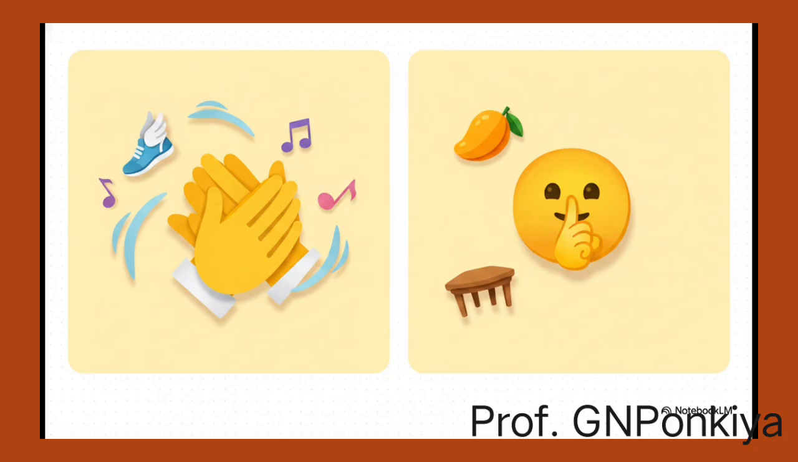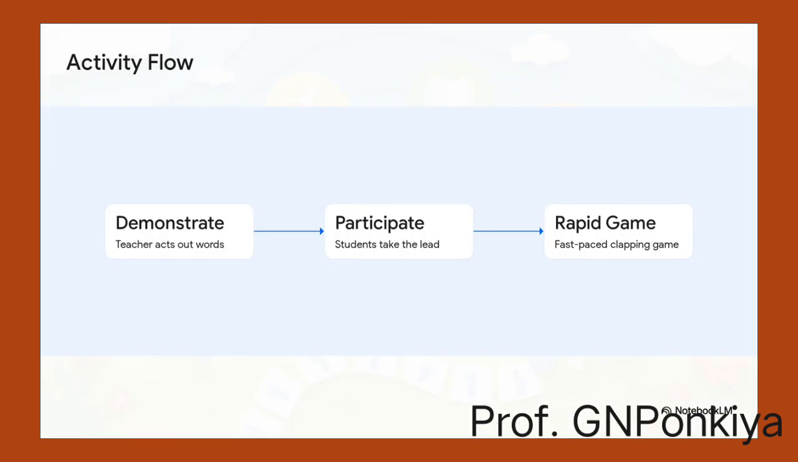The kids must sort these words at lightning speed, clapping their hands loudly only when they hear an action word. So for run, clap, mango, silence, sing, clap, table, silence. It's a thrilling, fast-paced auditory processing game, forcing them to instantly recognize the core nature of a verb. Let's see how this builds as an instructional progression.